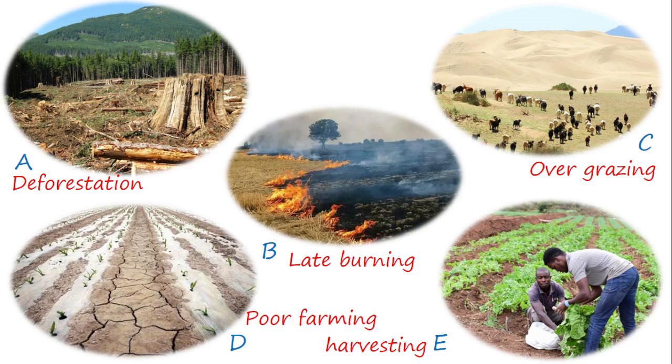So guys, these are the factors which are going to lead to loss of soil fertility. We have deforestation, late burning, overgrazing, poor farming methods, and harvesting. Deforestation, late burning, overgrazing and poor farming methods all end up causing soil erosion, which also leads to leaching of the soil, where mineral salts get washed away. So when the topsoil mineral salts are being washed away, we refer to that as leaching.